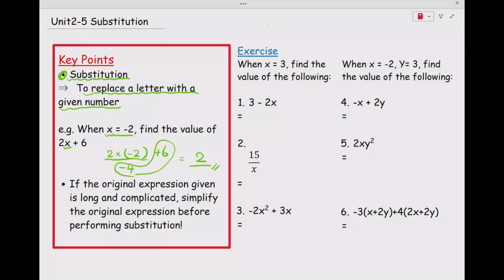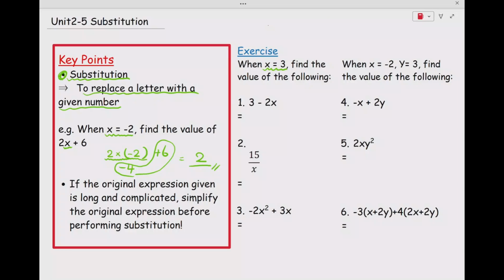Now, let's look at the exercise. If you think that you can answer these questions yourself, feel free to stop this video and try it yourself first. If you are not so sure, then let's continue to look at this together. First, let's start with the premise. When x equals 3, find the value of the following expression. Number 1. 3 minus 2x.